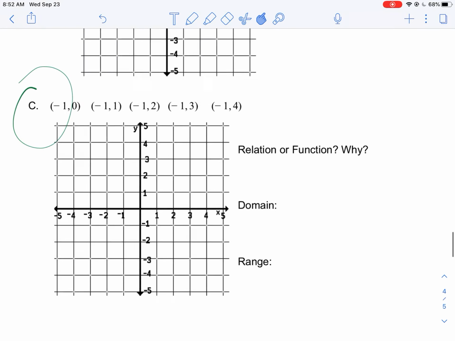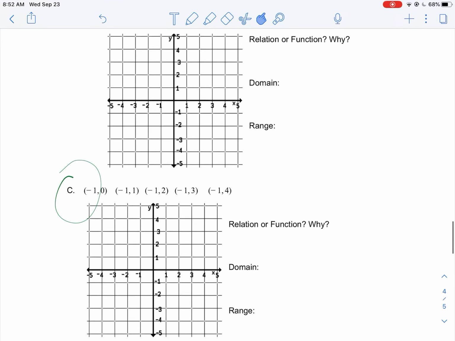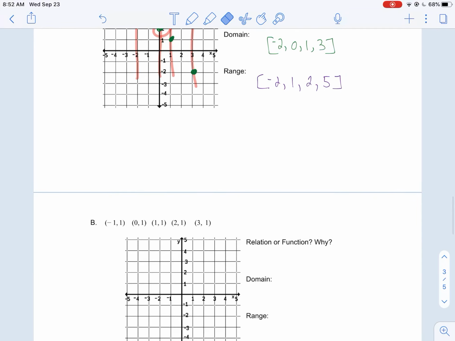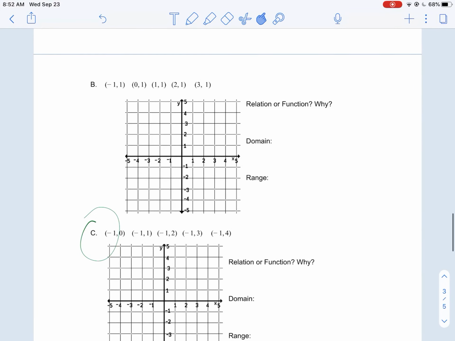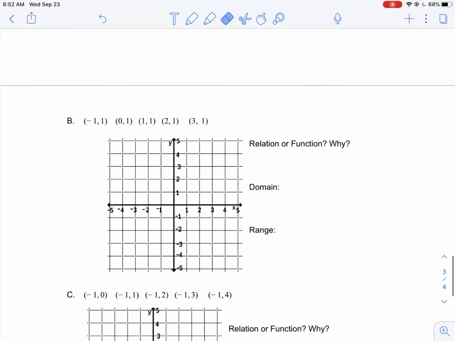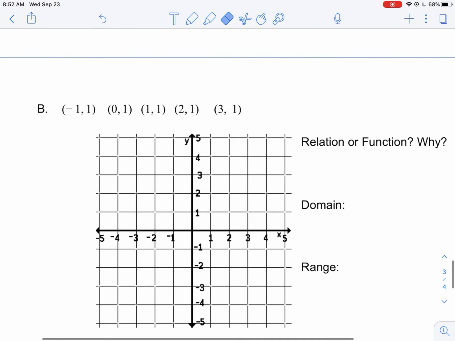Let's try C now. And you know what? I think we're going to go with a different example, because right here we went with A and we had one that was not a function. I think I'd rather go with an example that is a function. So spoiler alert, C is not a function. However, let's take a look here. All right, we're going to go with B instead.